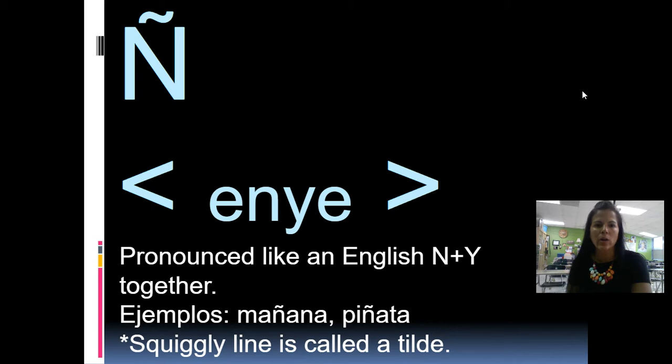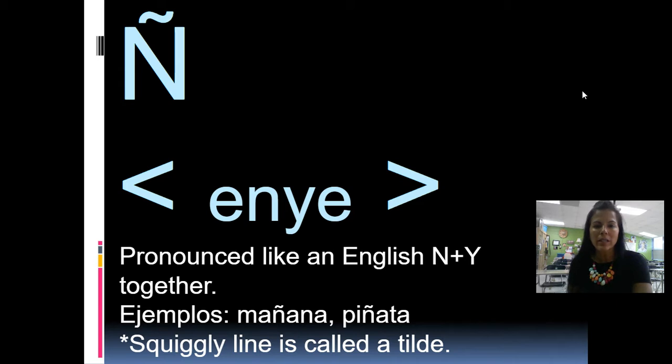All right, then we have our N with the, which I'll call a squiggly line on top, and the letter is pronounced eñe. It's pronounced like if you put in English N and Y together, nya, in a word. For example, mañana means tomorrow. So pretend that it's spelled M-A-N-Y-A, mañana, and piñata. You don't say pinata, right? So piñata. That's one that English speakers actually got right when they learned the word piñata. They left the nya sound in there. So good job, English speakers.